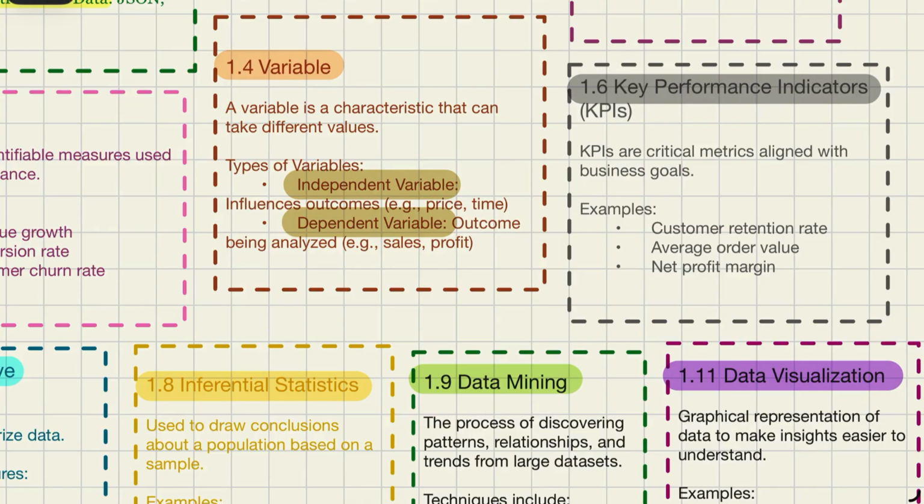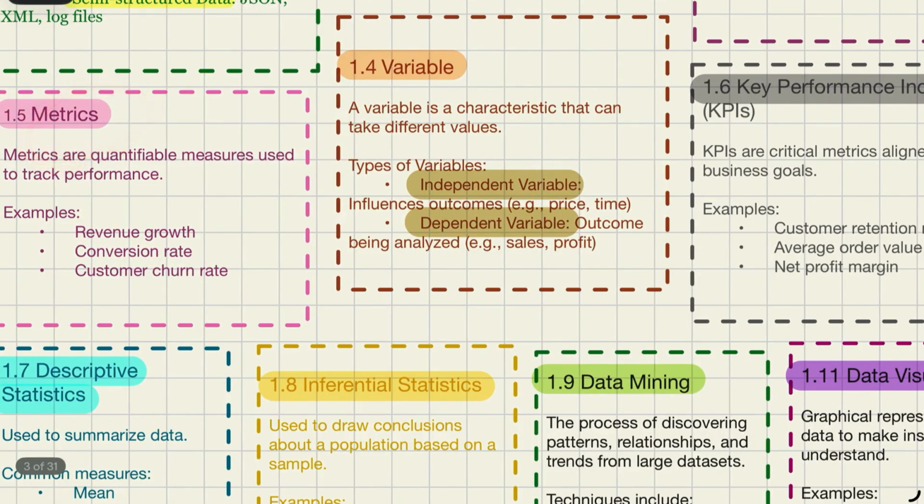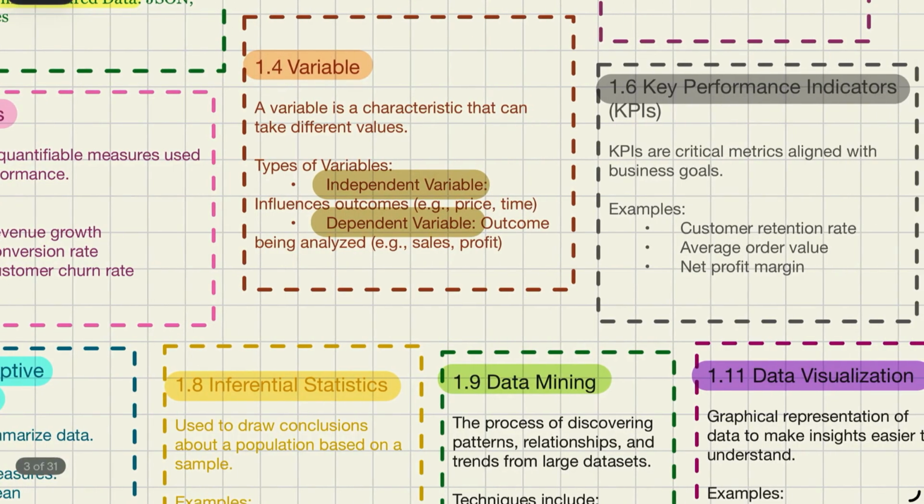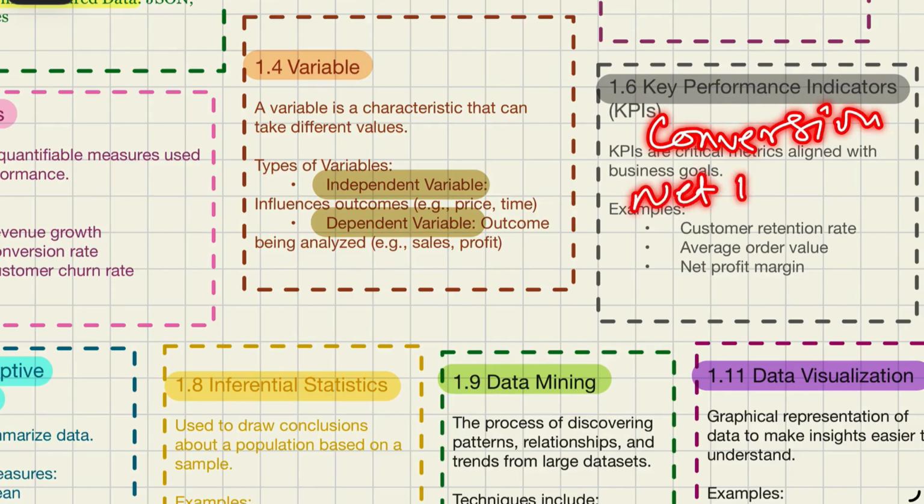So for example, you run an e-commerce store, so the variables are the product price and time of the day. Okay, these are the variables, product price and time. And your metric is the total number of website visitors. But your KPI would be conversion rate. What is the conversion rate? What is the net profit margin? Right? So these are the ultimate numbers that tell you if your business is surviving or thriving, right?